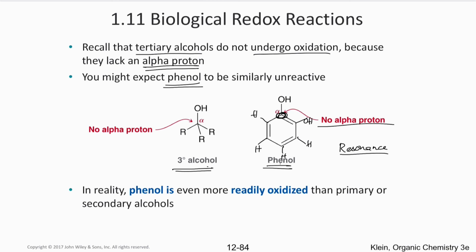Resonance makes it more readily oxidized than any other primary or secondary alcohols. One of the reasons why it can do that is because the electrons are always on the move because of resonance. Because electrons are destabilized, they are always on the move, and that motion causes it to react easily and to get oxidized faster.